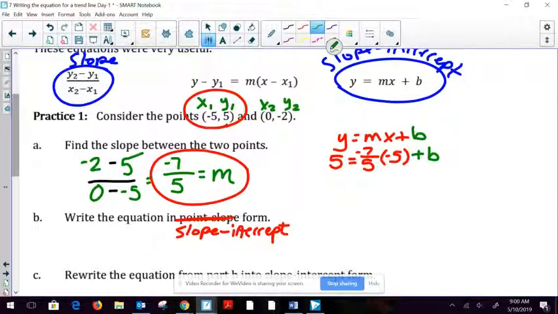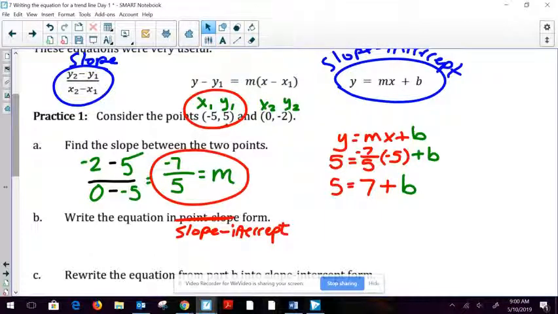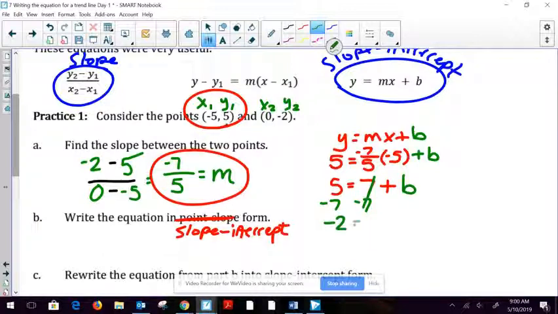Now, either using your brains or your calculators, you need to go ahead and multiply. What is negative 7 over 5 times negative 5? Did you say 7? You are correct, 7. And I still have that plus b in the end. So again, I'm trying to get b all by itself. So how do I do that? You guessed it. I need to minus 7 from both sides. When I do that, I get negative 2 is equal to b.